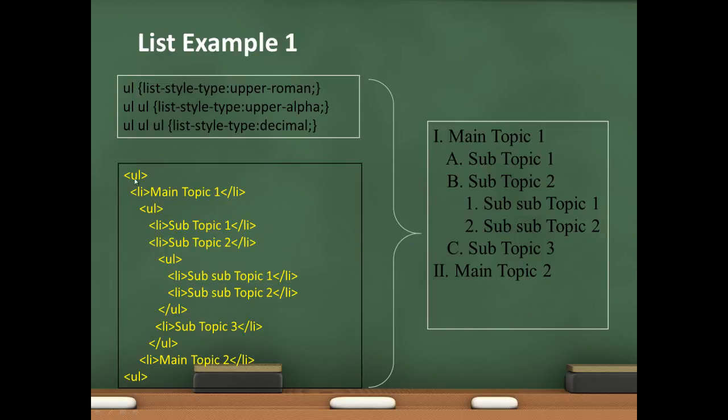But inside I have a third level unordered list. And inside that third level unordered list, that's a UL in a UL in a UL, I'm now making that decimal, which is basically the default. And that's where I end up with these guys right here. So I've got a lot of control over those lists if I want to.